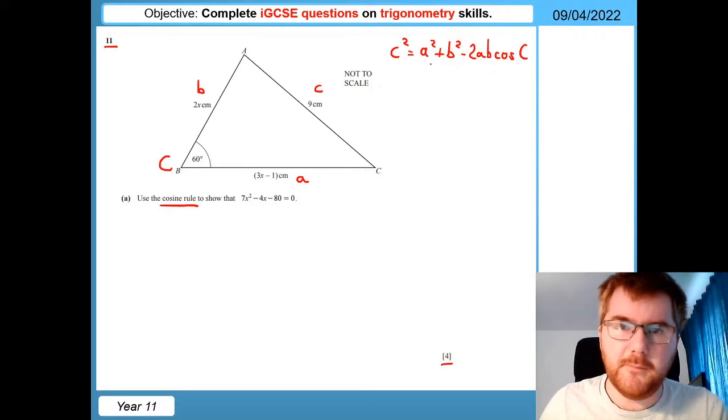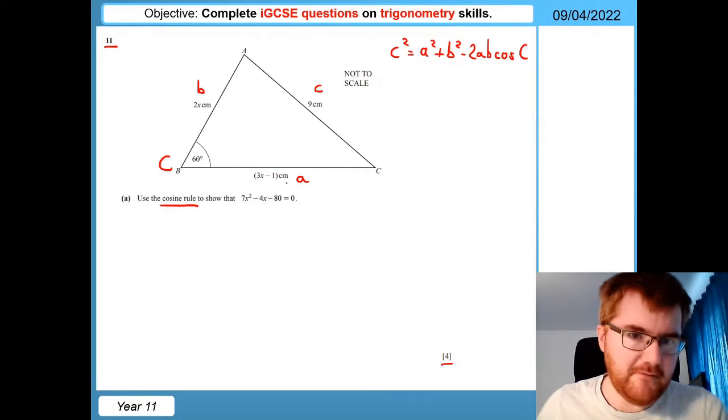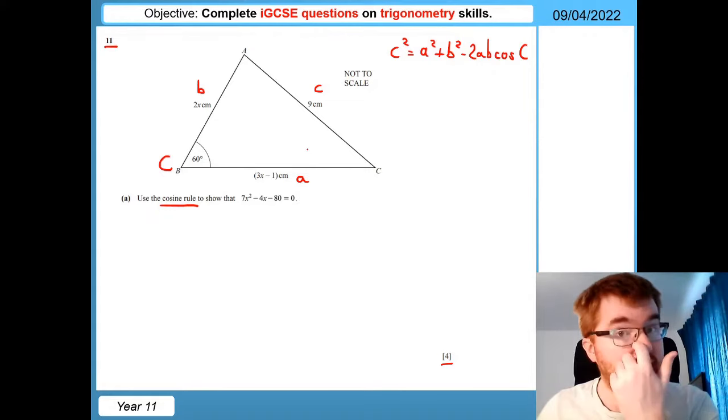So I'm going to copy out the formula. Wherever I see a small c, I'm going to put a 9. Wherever I see a small a, I'm going to put a 3x minus 1, and so on. So let's do that now.